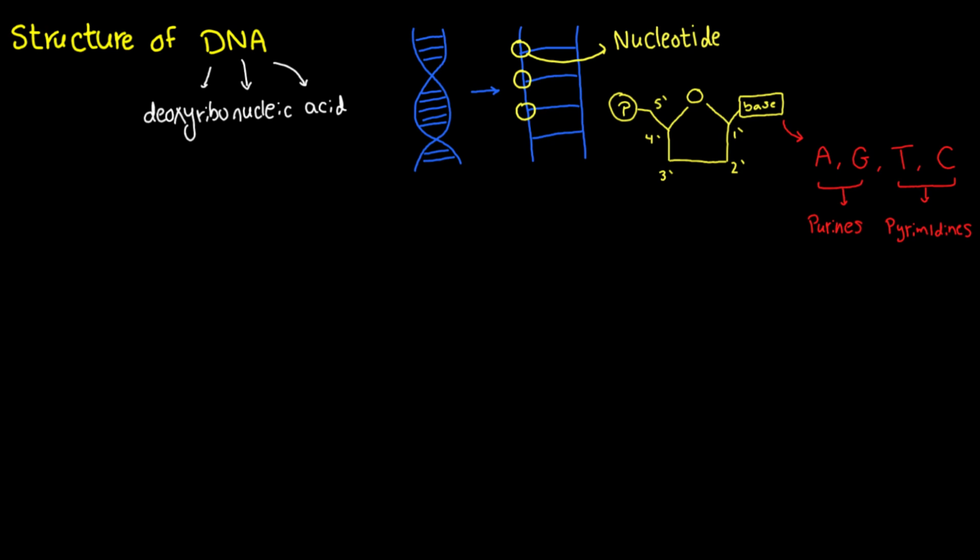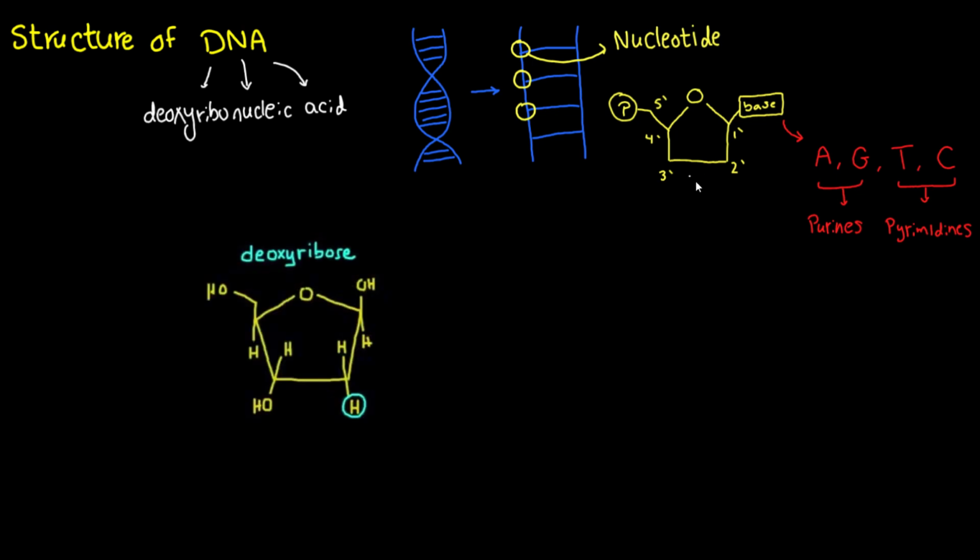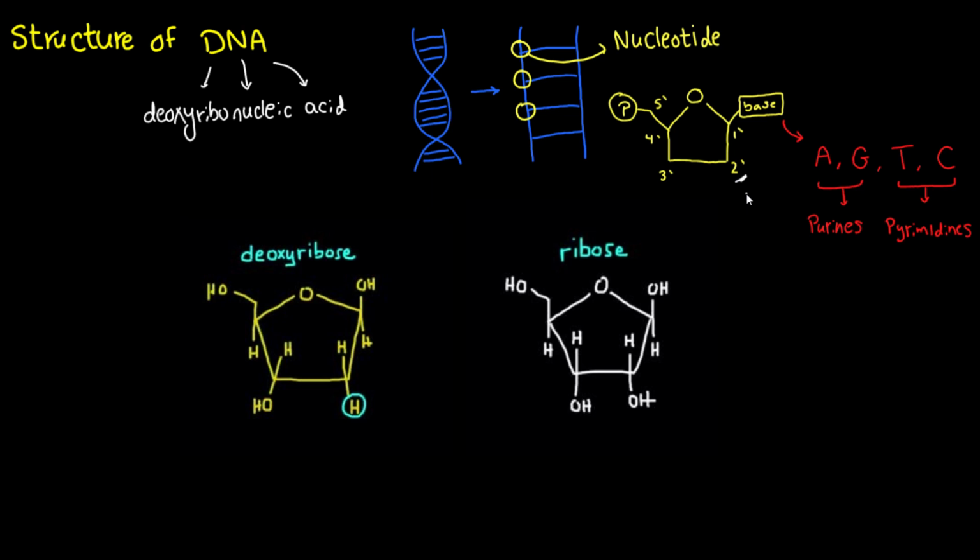The second part of a nucleotide is the pentose sugar. It is called deoxyribose because it misses a hydroxyl group in the 2' carbon. Hence the name literally indicates lack of oxygen. On the other hand, this hydroxyl group is present in ribose sugar, which is the sugar of RNA. And this gives their names DNA deoxyribonucleic acid and RNA ribonucleic acid.